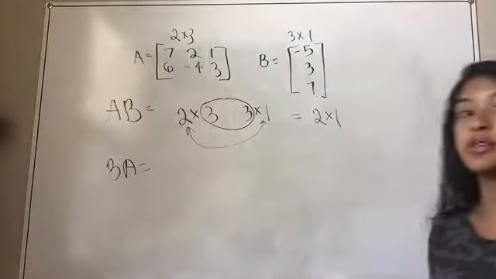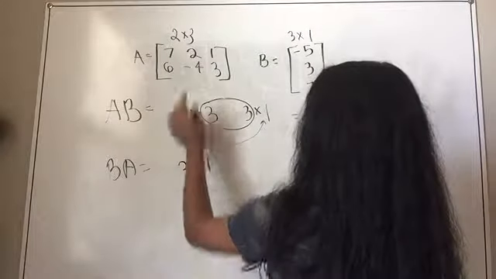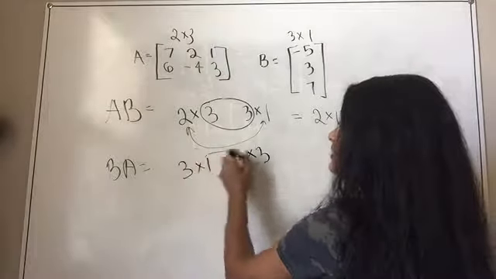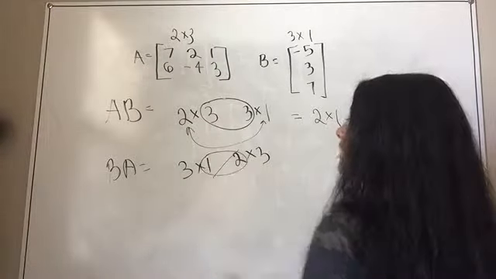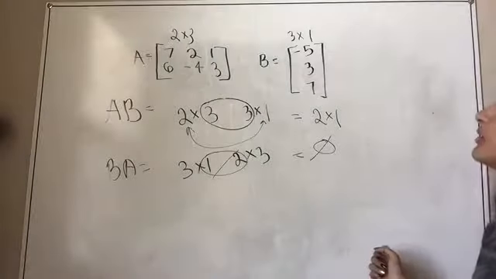So what if I was given the problem B times A? Would I be able to multiply those two? We have a 3 by 1 and a 2 by 3. And these two numbers don't match up. Therefore, you cannot multiply them.